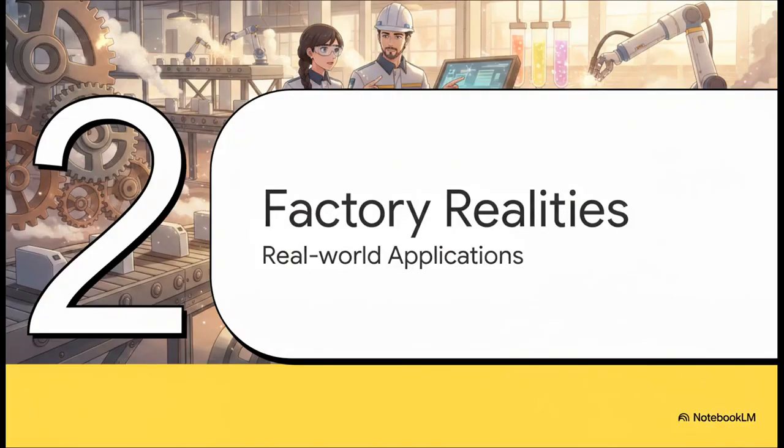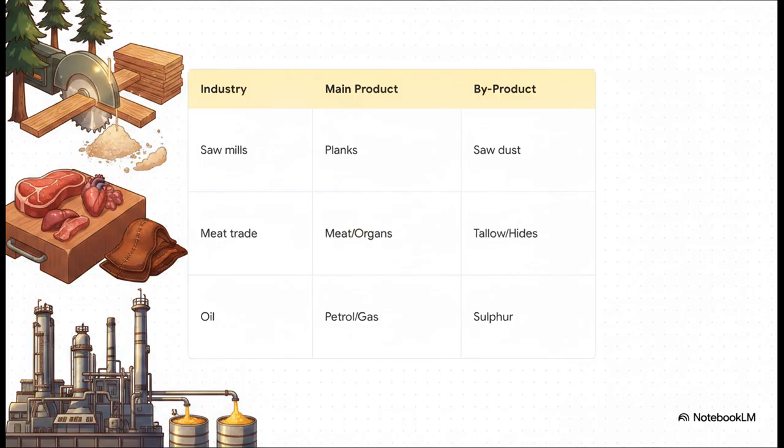Moving right along to Section 2, Factory Realities. Textbooks can make these concepts feel a bit abstract, right? So let's step inside some actual factories to see how this plays out in the real world. Take the sawmill industry, for example. The factory is cutting down trees to make wooden planks. Those planks, those are your high-value joint products. But as a totally unavoidable side effect of cutting wood, you get sawdust. The sawdust is the byproduct.